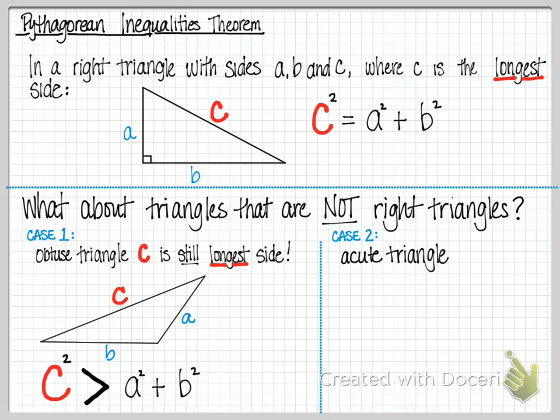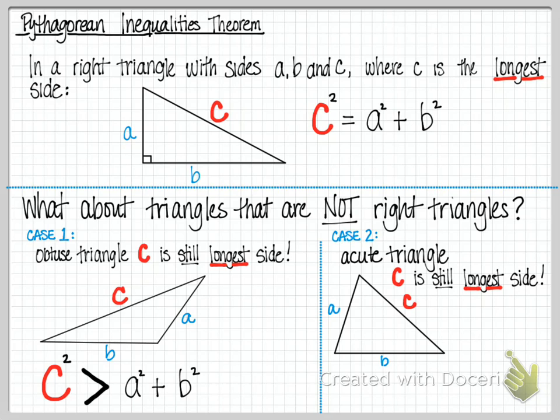Now, case 2 is when it's not obtuse and it's not right, so our third type of triangle would be the acute triangle, and we're still going to have C representing the longest side in an acute triangle. So here's an acute triangle. All three angles are less than 90 degrees. We're going to mark it so that the longest of those three sides is C. We'll keep the other two as A and B. Well, now what we have is the square of the longest side, so C squared, is now going to be less than the sum of the squares of the other two sides.